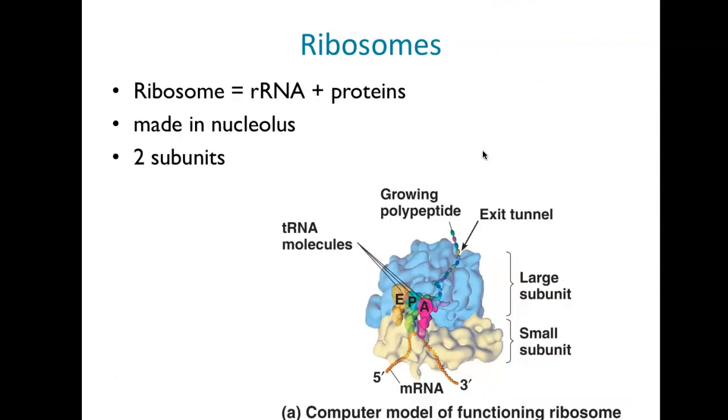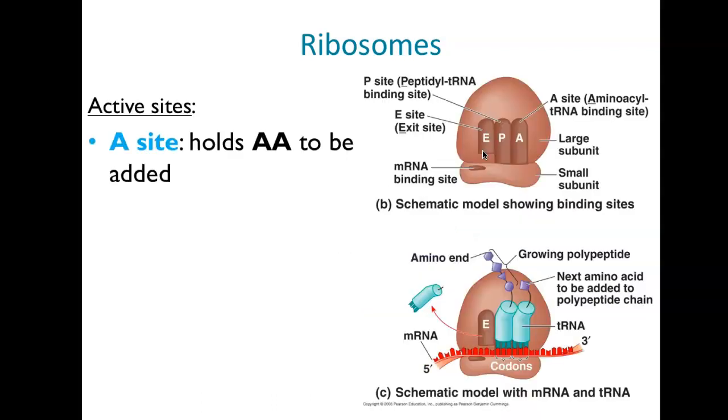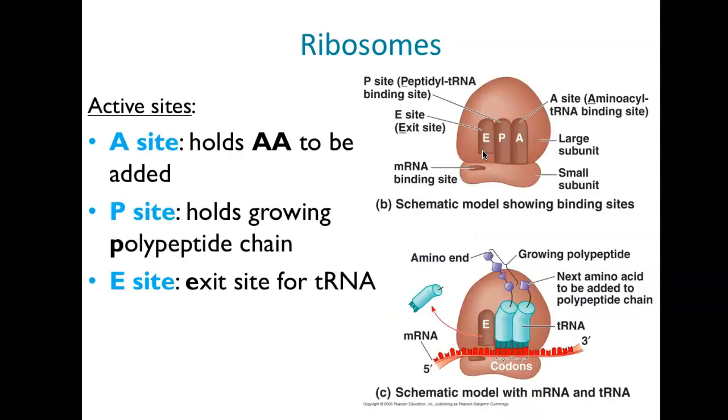Remember, a ribosome is made of 2 subunits. I wouldn't really get into this, except it's made out of rRNA. And remember, ribosomes are made in the nucleolus. All right, there's an A site, a P site, an E site. I don't think I would get too much into this. This is just like the factory line. This is just the direction that it goes in.